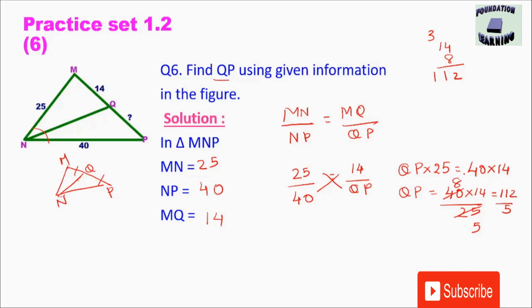So we have to divide 112 by 5. 5 2s are 10. Bring down 1. 1 minus 0, 1. 2. 5 2s are 10. 12 minus 10, 2. Put a decimal here. 0. 5 4s are 20. So what is the answer we got? QP is equal to 22.4.